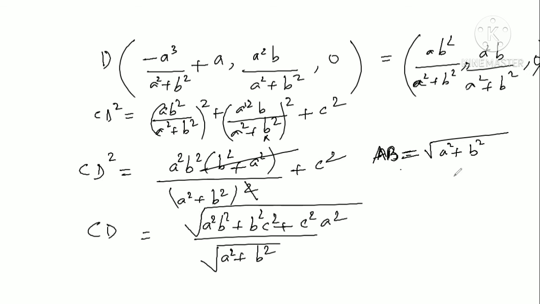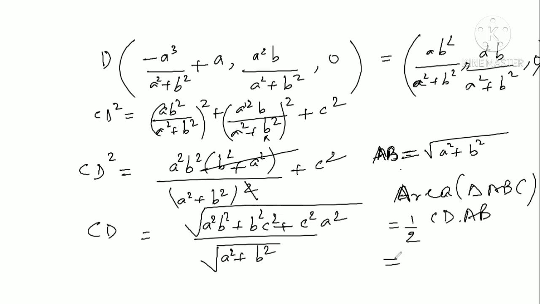So CD is this length and AB is this length. If you want to find the area of triangle ABC, it is half base into height, so half CD into AB. If we multiply half CD into AB, root of a square plus b square will be cancelled. So we will be left with half into square root of a square b square plus b square c square plus c square into a square. So this is the final answer.